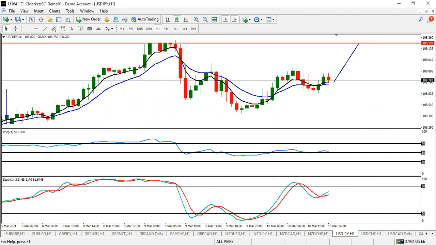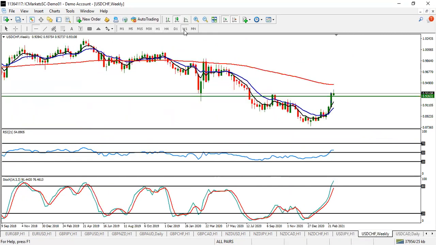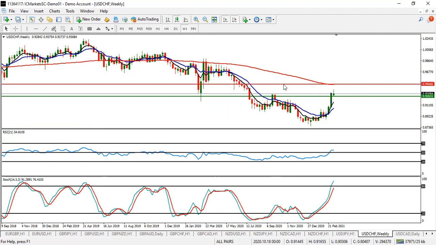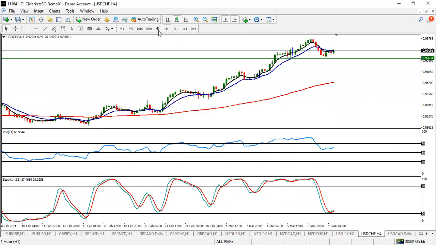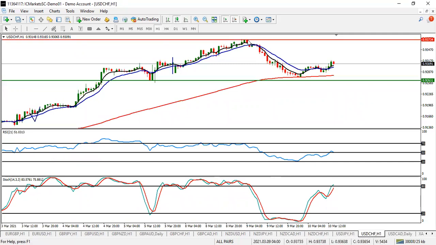The last pair I'll be talking about is USD Swiss Franc. Same thing that happened on USD Jpy is happening right here. So we can see right here on weekly that a resistance has been broken. So we're expecting this to come up and touch the 120 moving average on weekly time frame. So with this, we expect this pair to pull up some more.